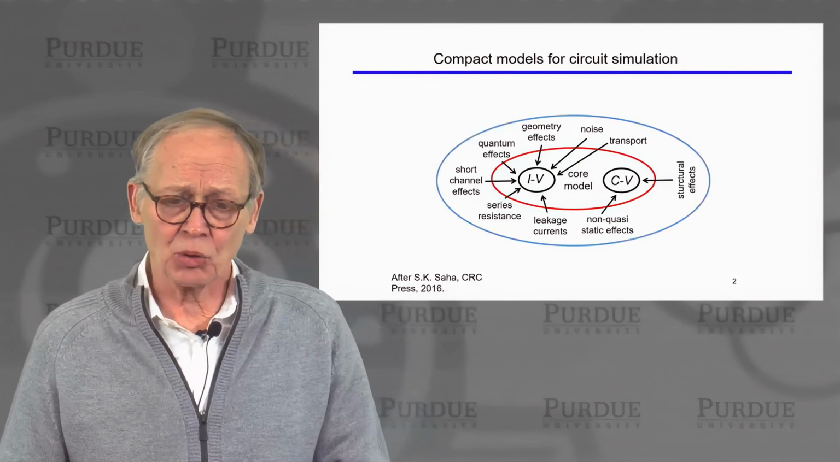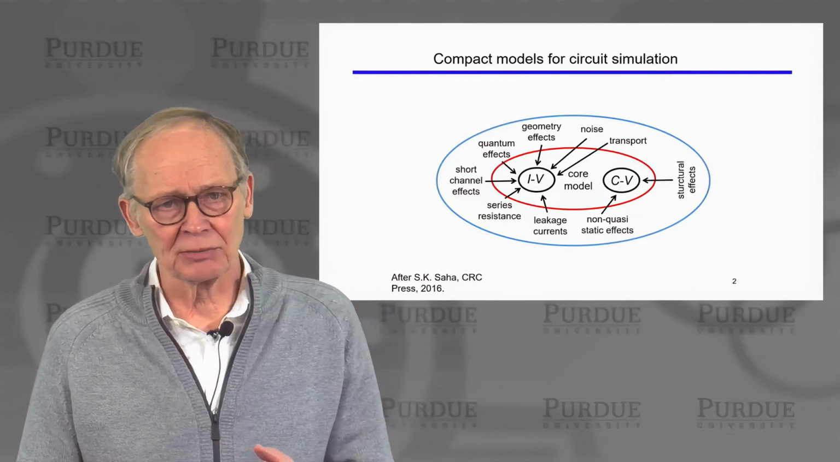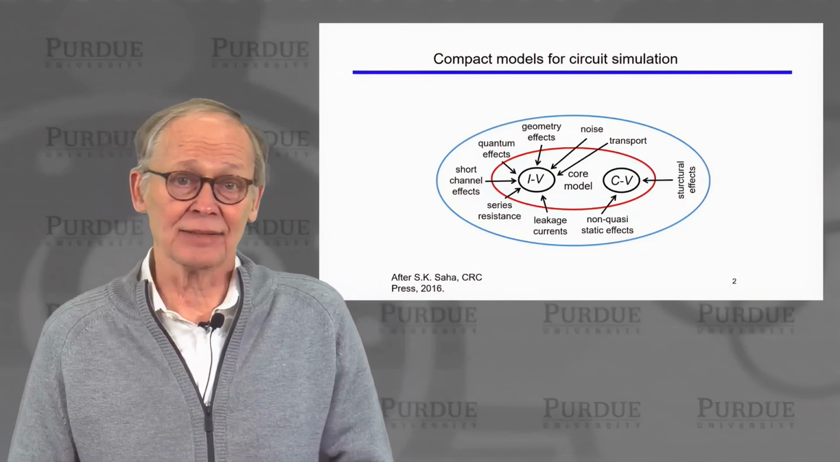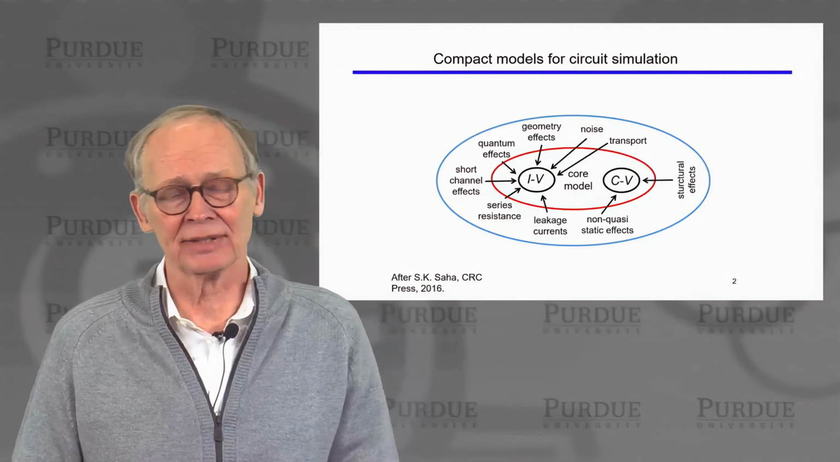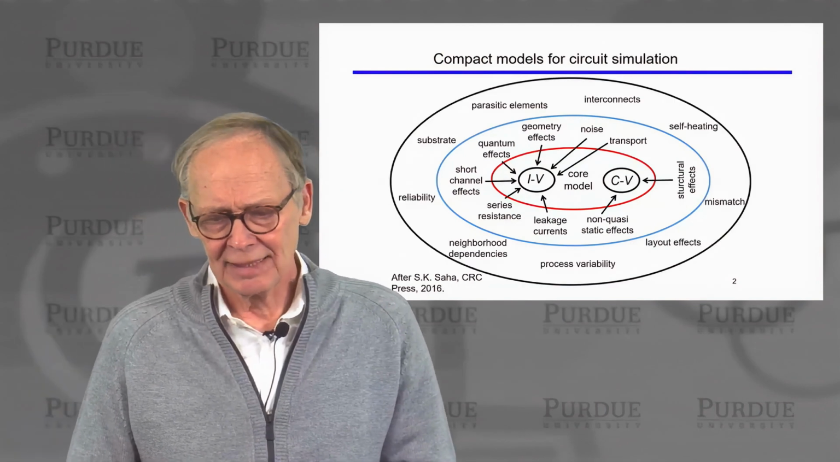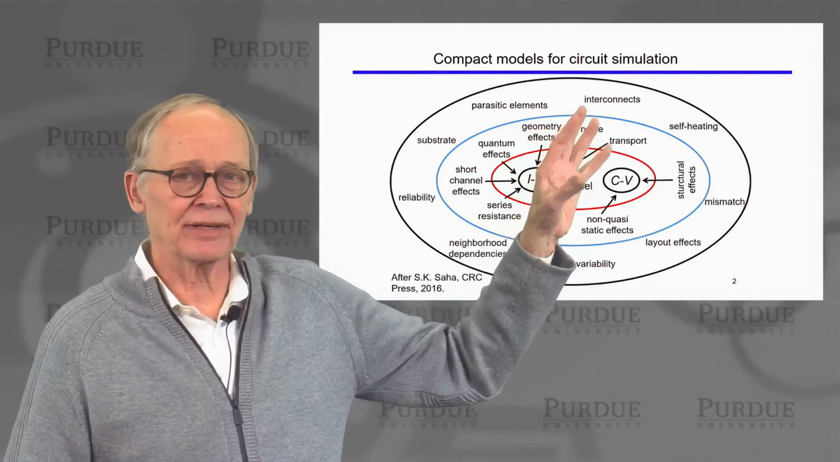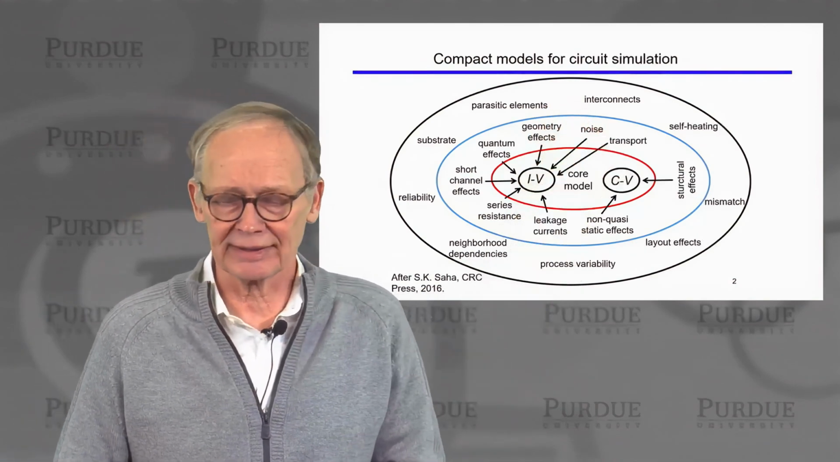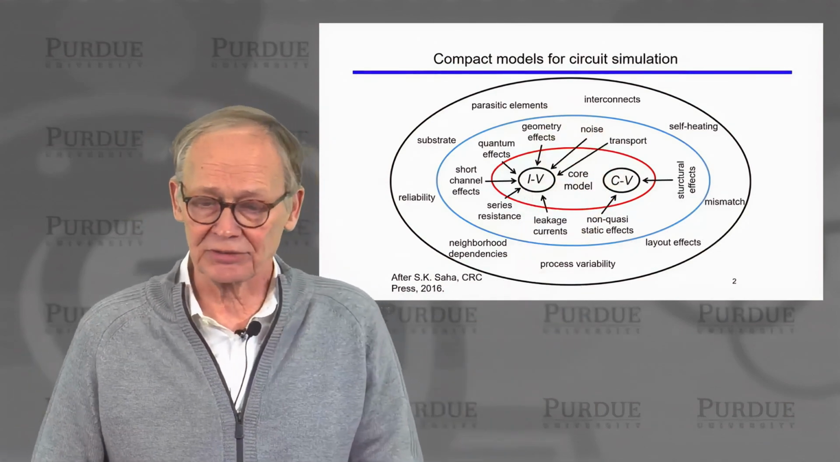Well, that gives us our core model if we include all of those effects. So that's quite a large number of effects in addition to the ones that we've discussed in this course, which was focused on the basic operation of the transistor itself. But then the transistor is embedded in a circuit. The interconnects connect one transistor to another or one gate to another. They're critically important for the operation of the circuit and system.